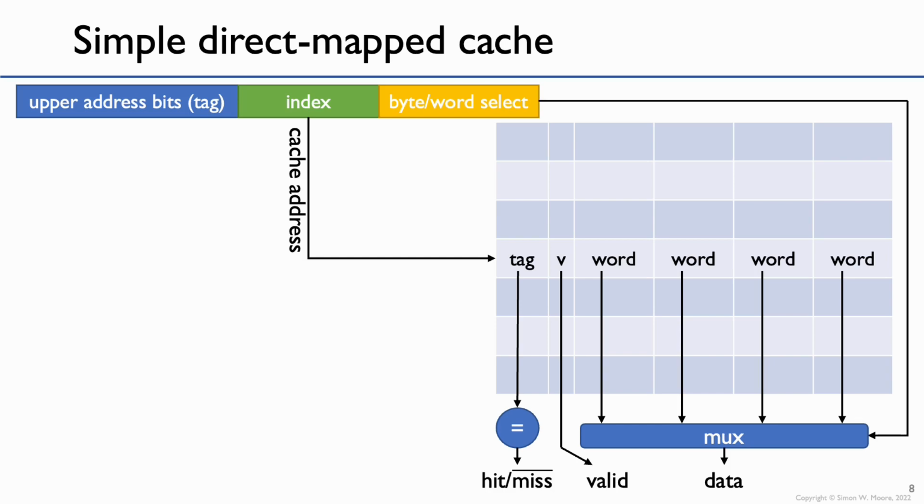We use the byte and word select to select which bits of data we want, and we use the upper bits of the address to compare with the tag field, and this basically ensures that we have actually read the correct data and it is unique, because obviously we can get hash collisions on this memory because there are many memory addresses that map to the same cache index.